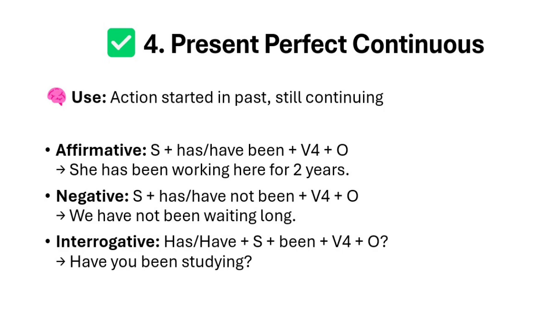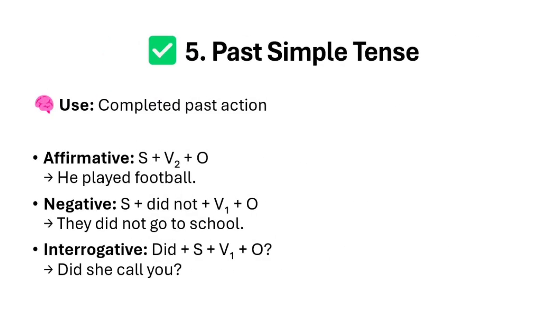Now let's move to the past tense. Now let's see the past simple tense, or you can say simple past tense. This tense is used to tell about an action which was completed in the past. Now let's see the affirmative sentence structure. Subject plus the second form of verb plus object. Example, he played football.